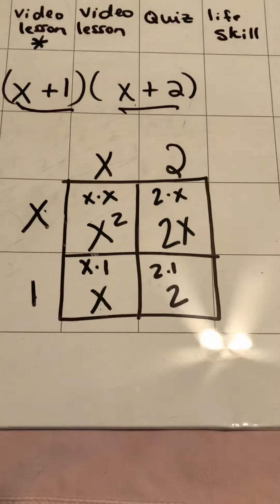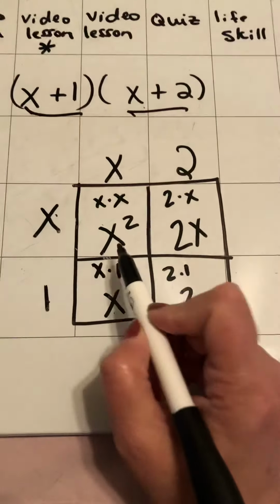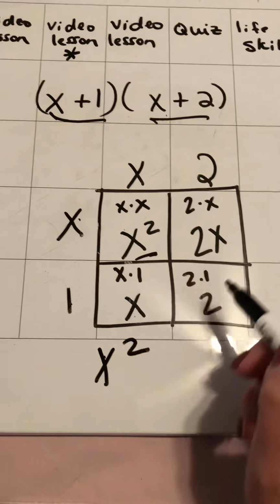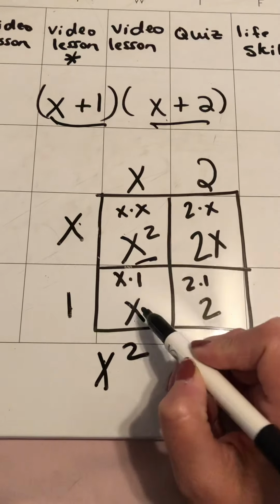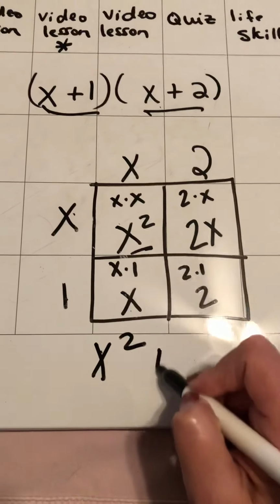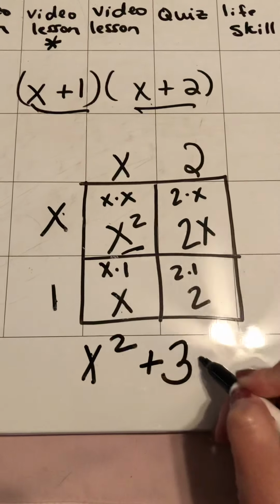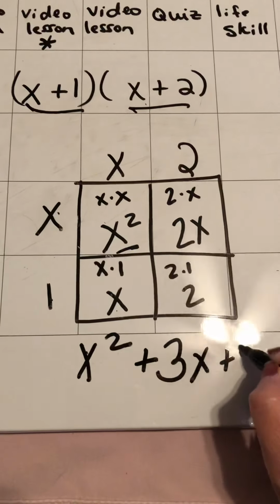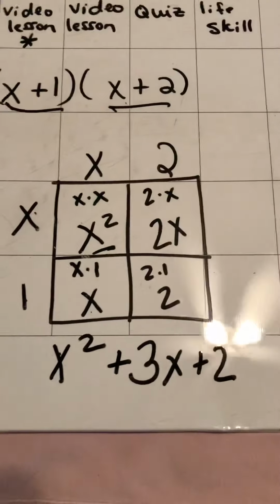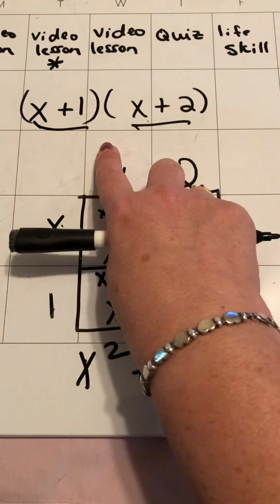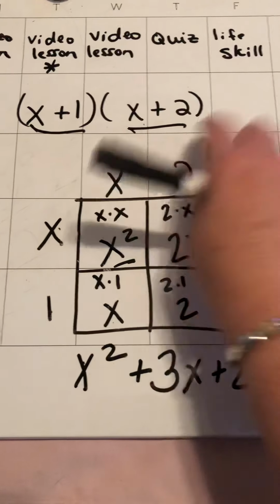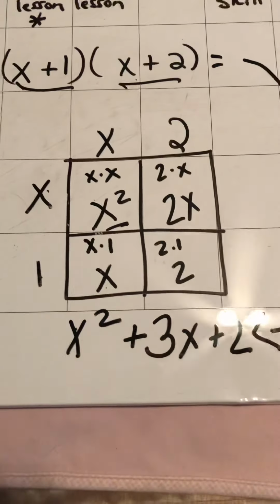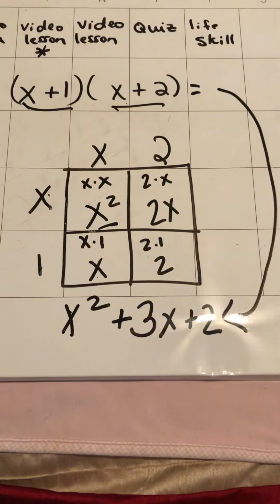So that's the math. Now we have to organize it. Well, I have 1x squared, so this is x squared. I have a 2x and an x, so they are like terms. So 2 plus 1 gives you 3x. And then I'm just left with a 2. That's my answer. So x plus 1 times x plus 2 equals x squared plus 3x plus 2.